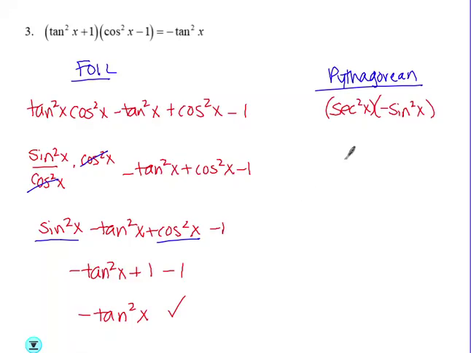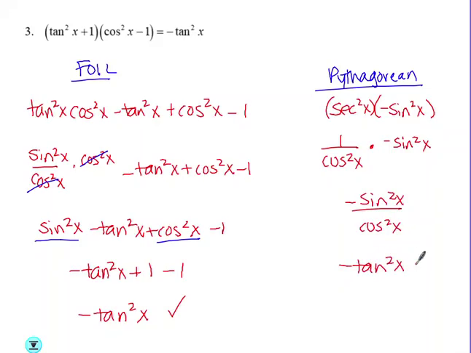Well, secant squared of x is 1 over cosine squared of x. So that gives me negative sine squared of x over cosine squared of x, which is negative tangent squared of x. Either method will get you to the same result. Let's look at one last problem.